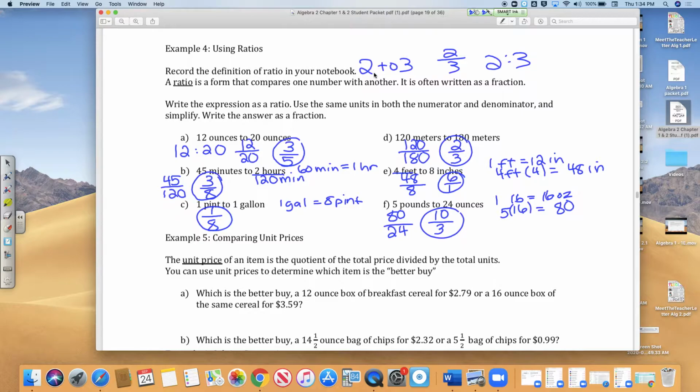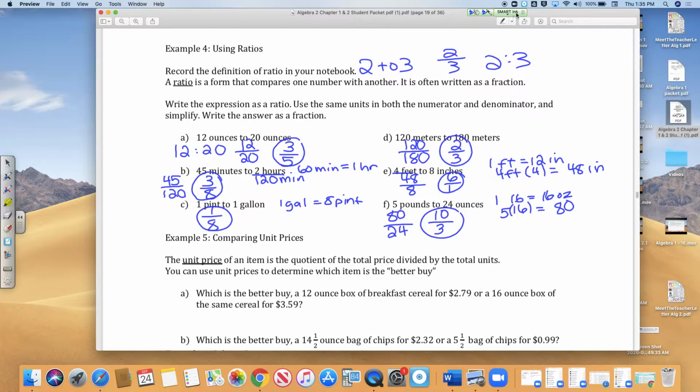So ratios can be improper fractions, they can just be regular fractions, but the two most important things are, number one, you can only make a ratio when the numbers are in the same unit, and number two, you should always simplify your final answer or it's considered not simplified.